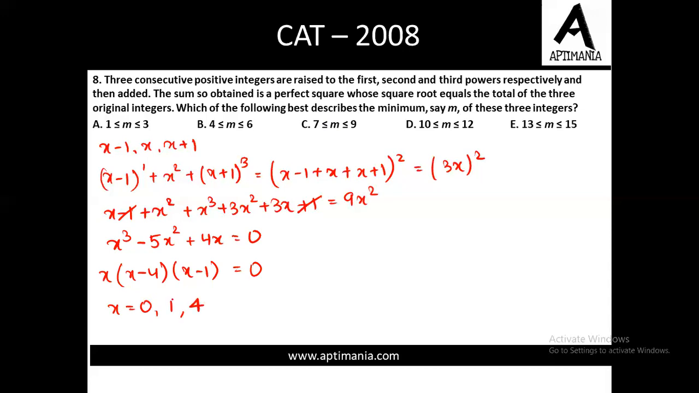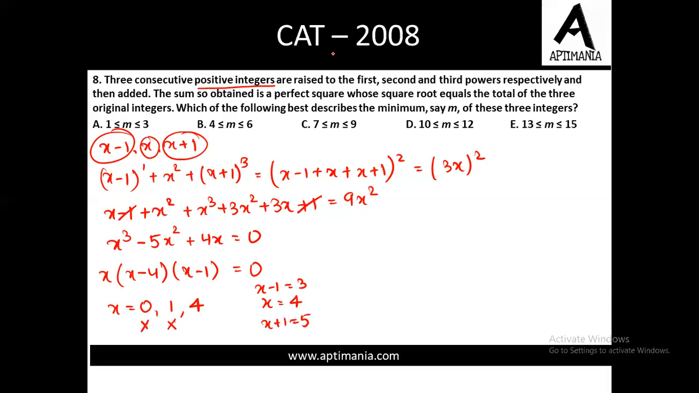Now, looking at the values, the three numbers that we have assumed are x minus 1, x and x plus 1. So x equal to 0 is not possible because it is given to us that the three consecutive integers are positive, right? X equal to 1 again is not possible because if we are assuming x equal to 1, x minus 1 will be equal to 0, which is not possible because 0 is not a positive number. So x equal to 4 will be the correct value that we can assume. So the three numbers will be x equal to 4, x minus 1 will be equal to 3, and x plus 1 will be equal to 5.